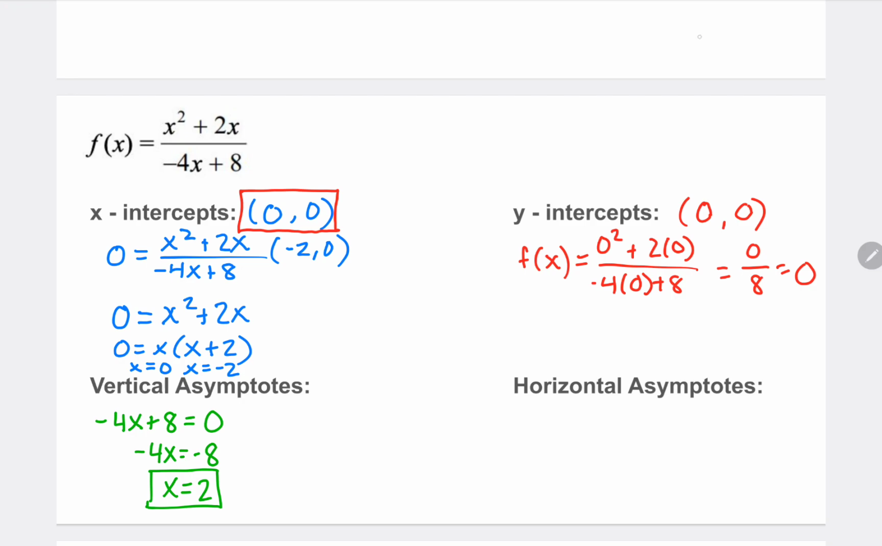And the horizontal asymptotes we already talked about. You look at the degree in the numerator and the degree in the denominator. So in this case, the degree in the numerator is 2. The degree in the denominator is 1. The higher degree is in the numerator. And when the higher degree is in the numerator, there is no horizontal asymptote.